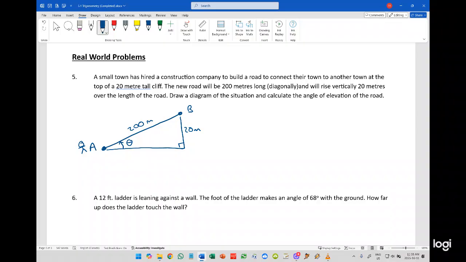Either way, once we've got this, we have an unknown angle, but we do have a known height, and in this case, height is the opposite of the angle.